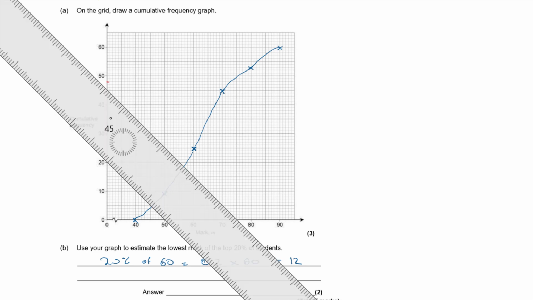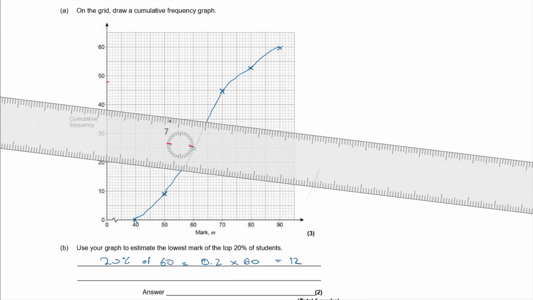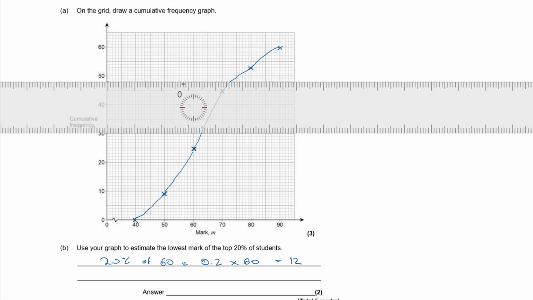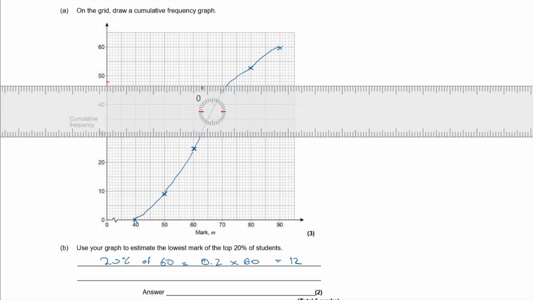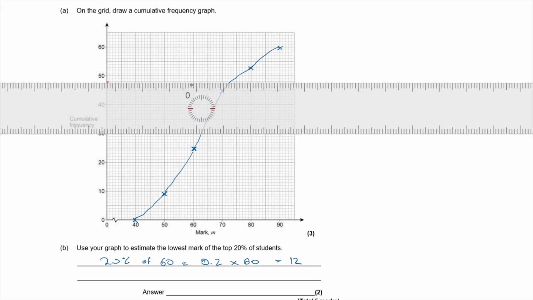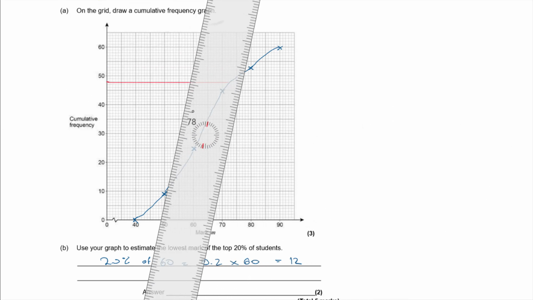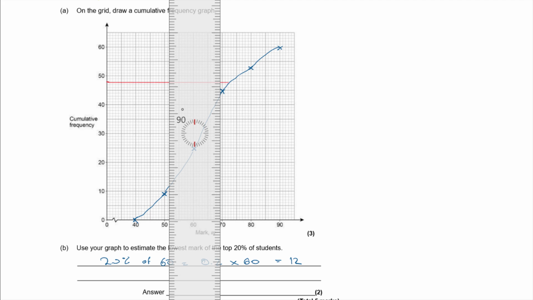So if I then read across from 48 until I hit my graph and down, that should tell me what mark the bottom person in that group got. Okay, so just reading across to my graph, switch directions, read down.